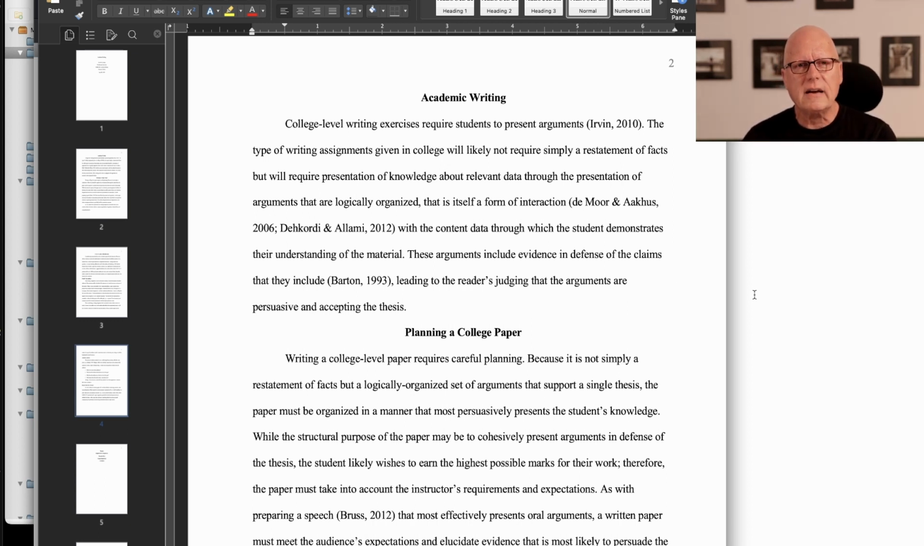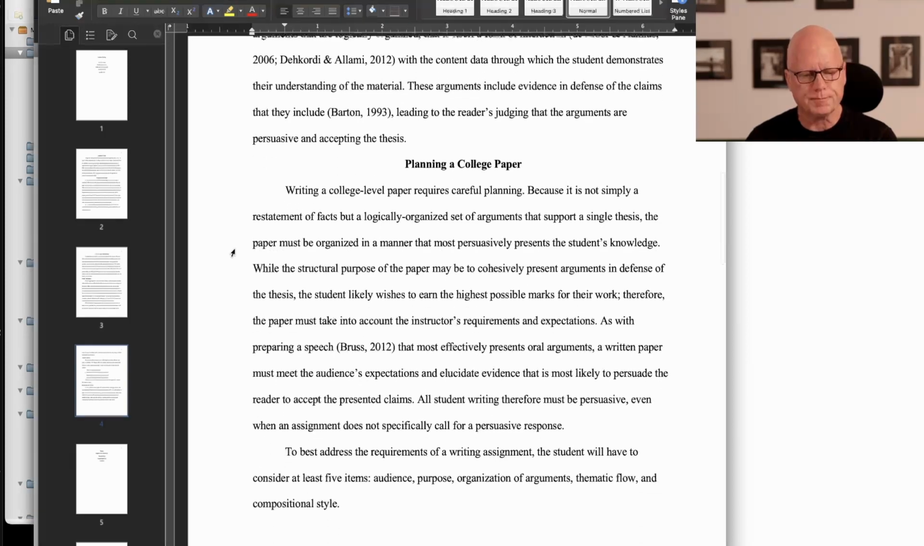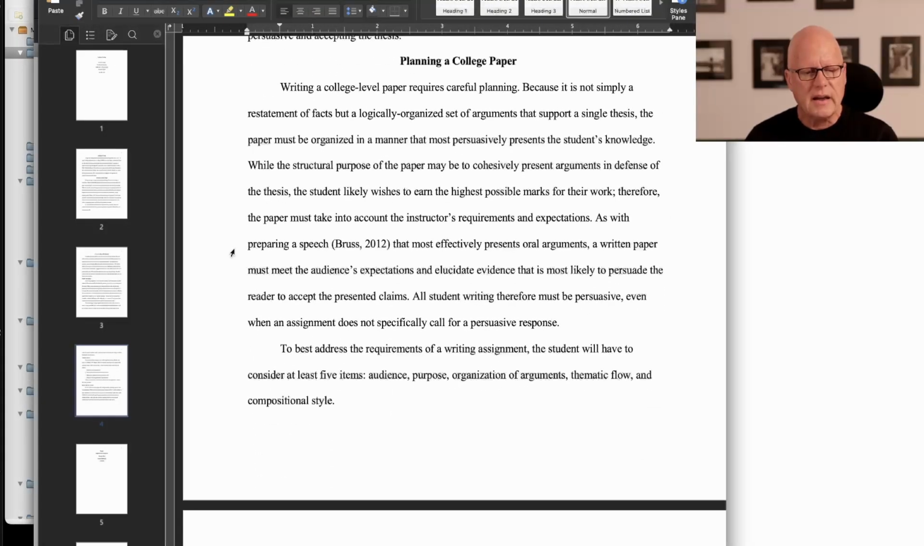And college-level writing really requires careful planning. It's not just a restatement of facts. It's a presentation of arguments that seek to persuade the reader to accept a position, to accept the presented thesis.